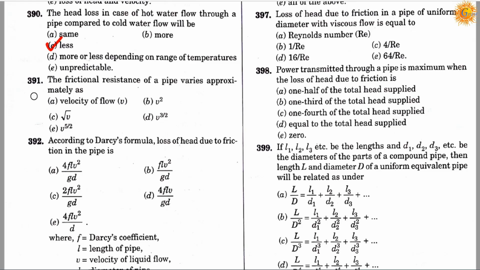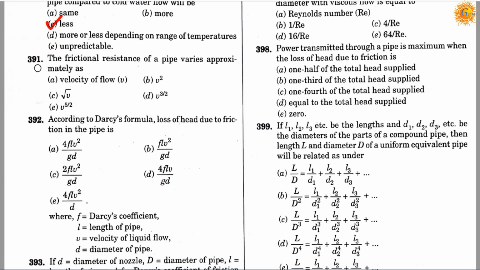Question number 391. The frictional resistance of a pipe varies approximately as: option A, velocity of flow V; option B, V square; option C, under root of V; option D, V power 3 by 2; option E, V power 5 by 2. The correct answer is B. It will be V square.